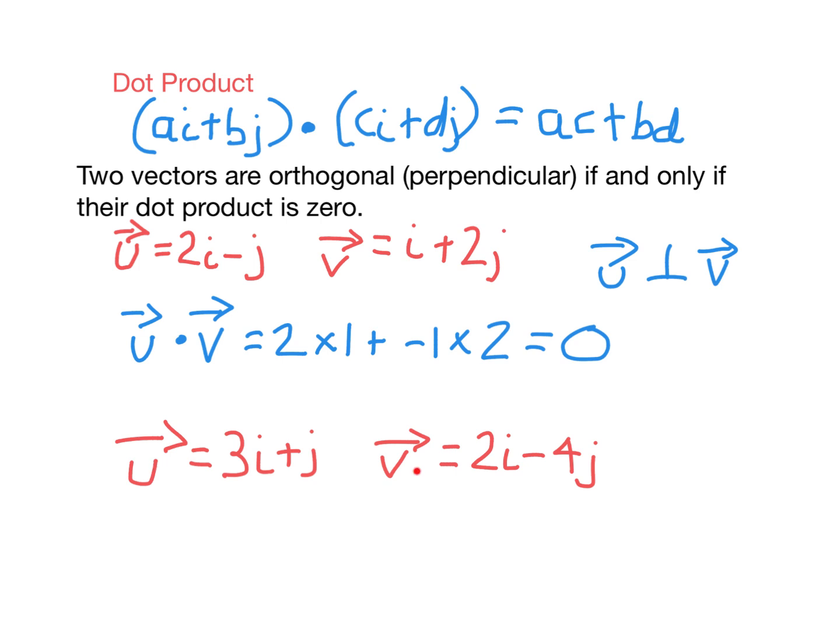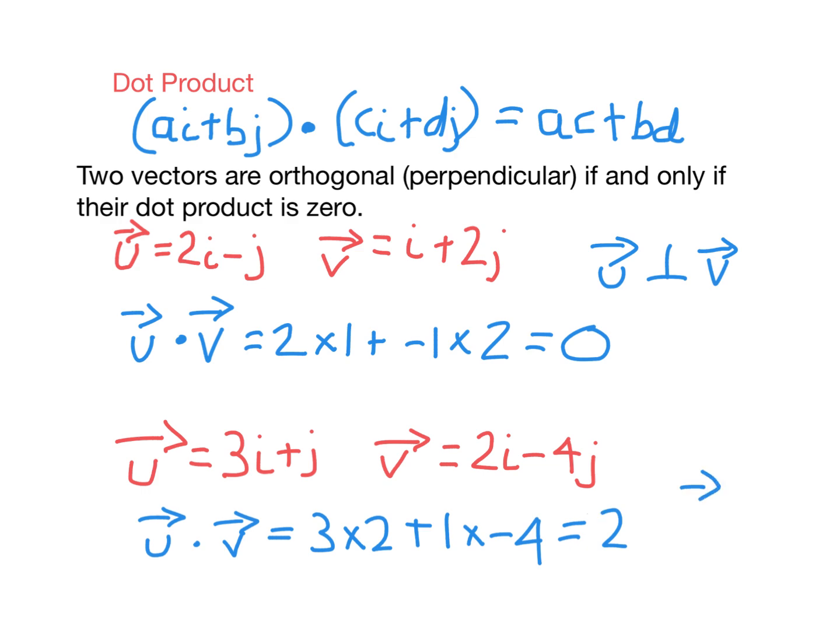Alright, let's try the dot product on these two here. If I do the dot product of u and v, all it means is I multiply the two x components, I multiply the two y components and add them together. So 6 plus -4 is equal to 2. Because I did not get an answer of 0 when I calculated the dot product, it turns out here vector u and vector v are not perpendicular to each other.